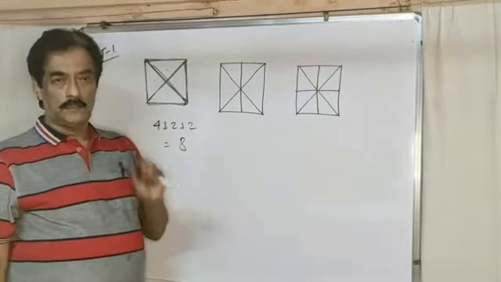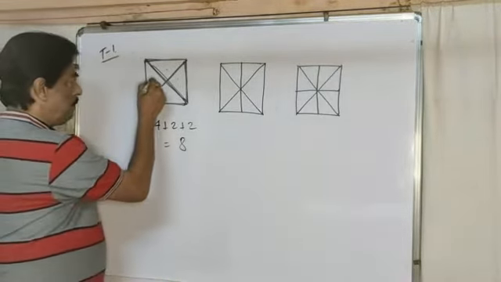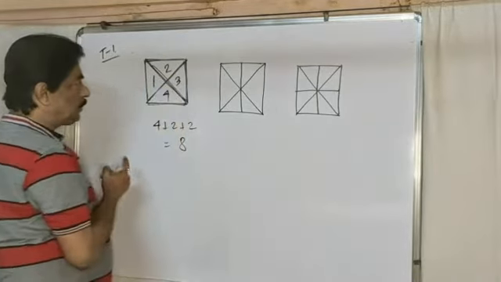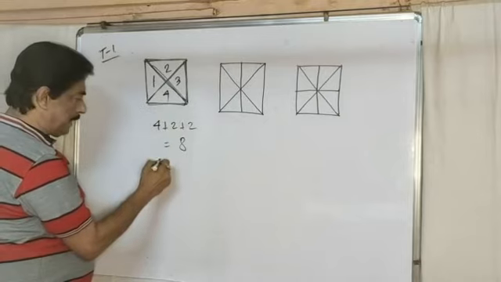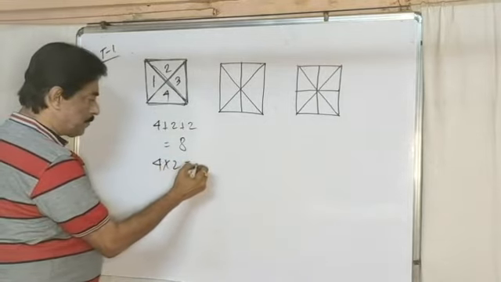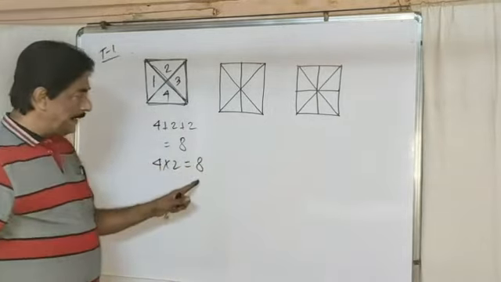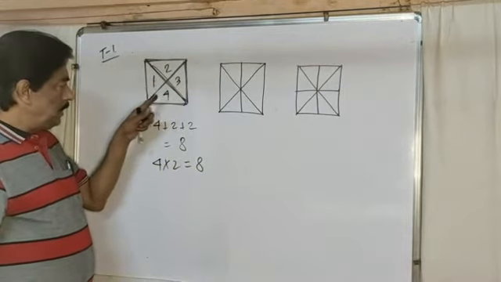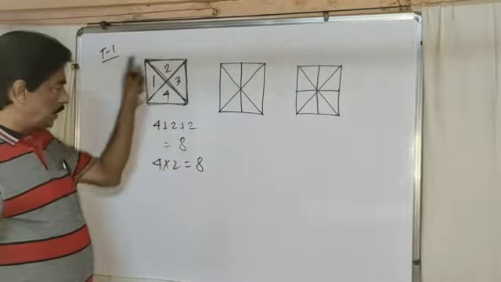Now, what is the shortcut trick? Numbering 1, then 2, then 3, then 4. Which is the highest number? 4. Multiply this number by 2. Your result is 8. Total 8 triangles inside the figure. What is the rule? 1, 2, 3, 4: highest number multiplied by 2. This is the total number of triangles.